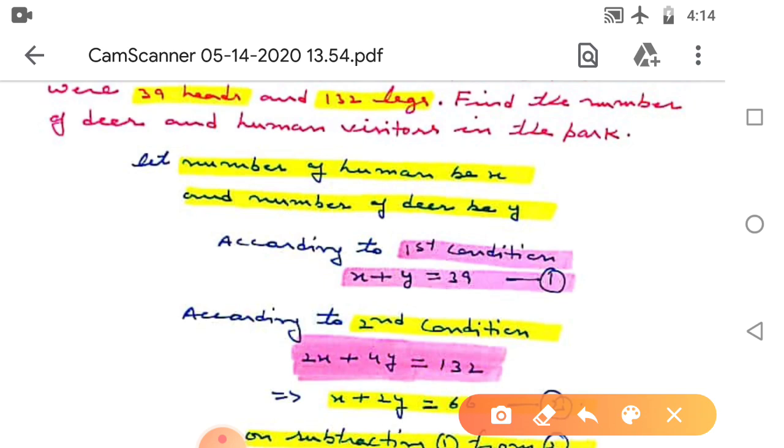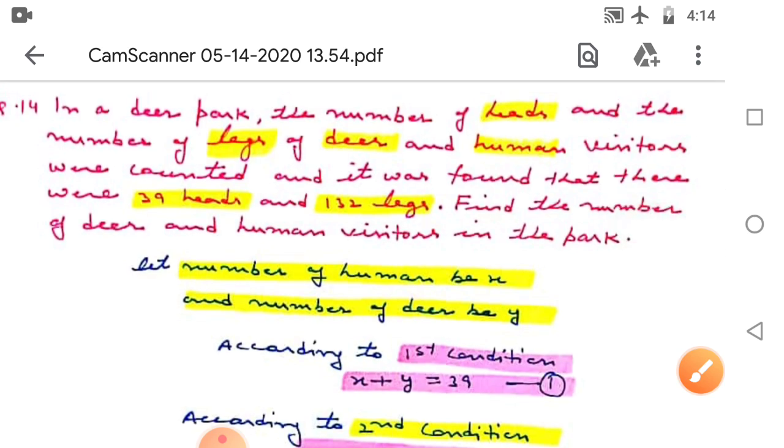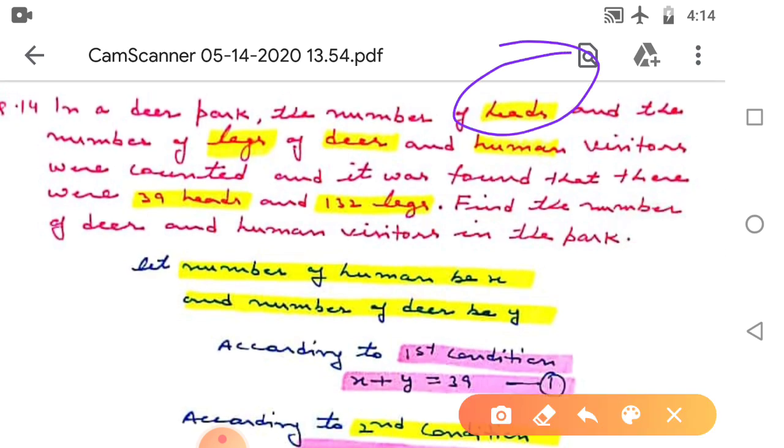Now let the number of humans be x and the number of deer be y. According to the first condition, the number of heads is 39. It means x plus y is equal to 39. As far as heads are concerned, a deer has one head and a human again one head. So x plus y is equal to 39. This is equation number 1.